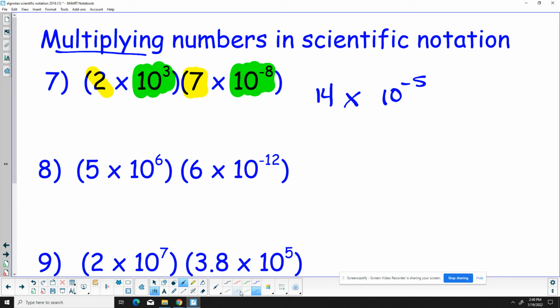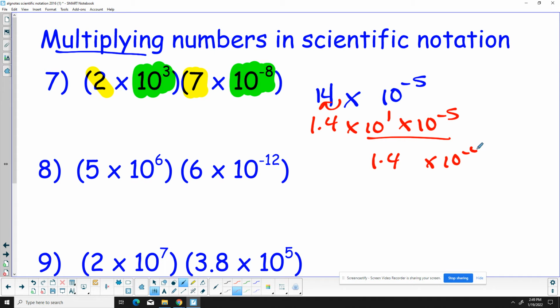And then I have to look to see if I need to adjust. 14 is bigger than the range it's allowed to be in, so I change it to 1.4 times 10 to the first. I went with the first power because I moved it one spot, and it was bigger than the range it's allowed to be in, so it's positive. So then I combine these two. 1.4 times 10 to the negative 4 is my final answer.